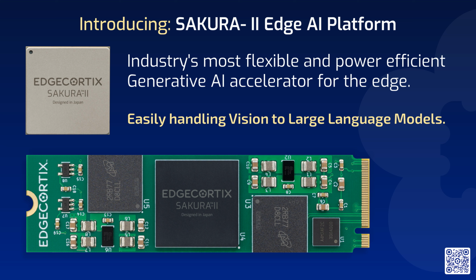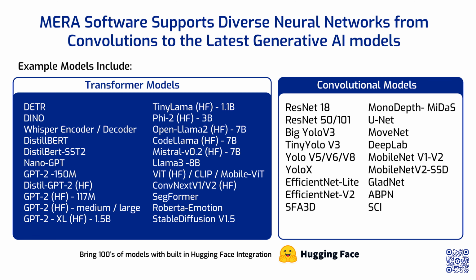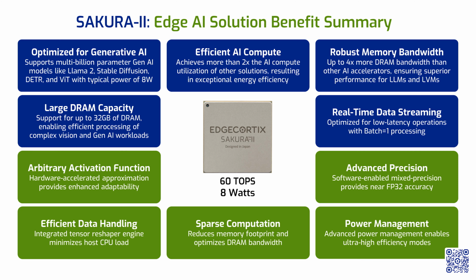SAKURA-II is the industry's most flexible and power-efficient generative AI accelerator for the edge. Our Edge AI platform enables customers to run a robust and diverse set of neural network models, from convolutions to the latest generative AI models, including multi-billion parameter large language models. SAKURA-II has a number of key benefits which make it ideal for generative AI, including support for multi-billion parameter generative AI models within a typical power envelope of 8 watts per device.